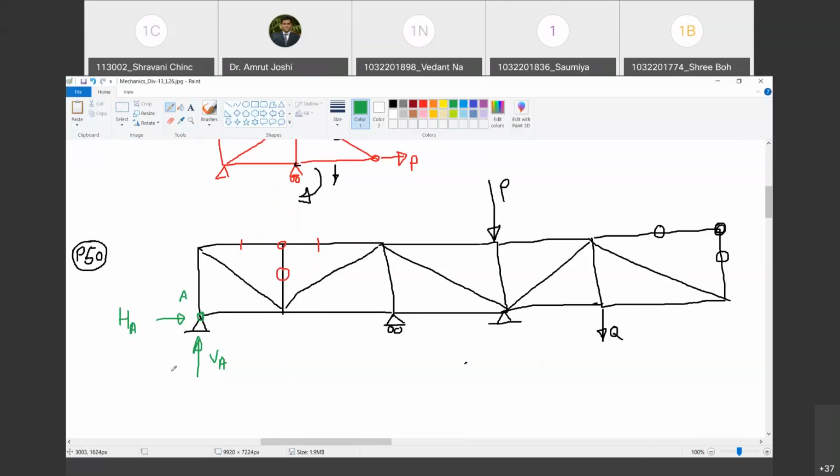Are you with me? Yes, sir. Now, what does the third rule say? If at a joint there are only 4 forces meeting, which form 2 pairs of collinear forces, HA and force in this member BA, and force in this vertical member, these are 2 pairs of collinear forces. Do you agree with me? Yes, sir. So then this must be equal to this and this must be equal to this. Do you agree with me? Yes, sir. So here the VA is compressive in nature. So therefore force in this member must be VA compressive.